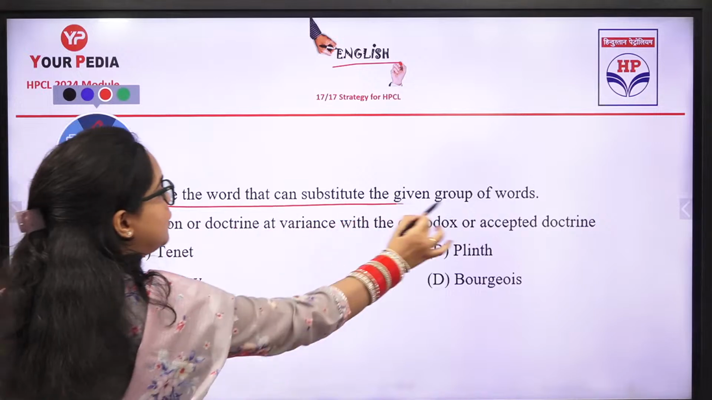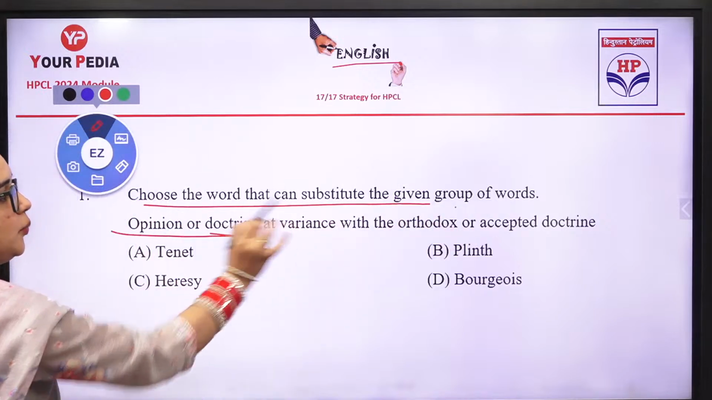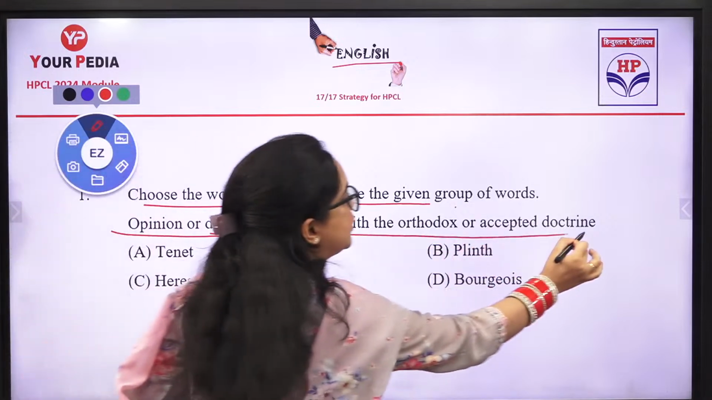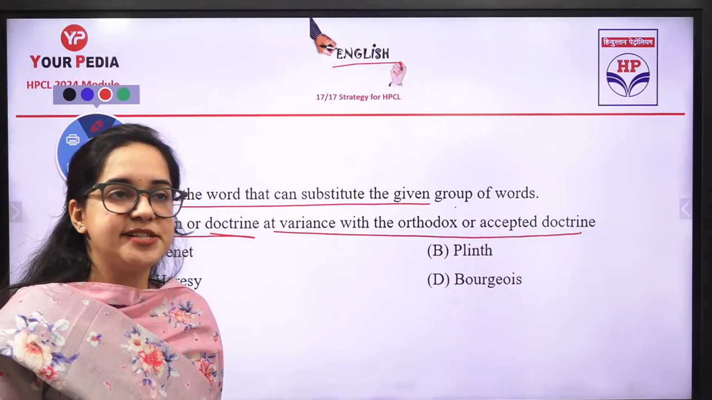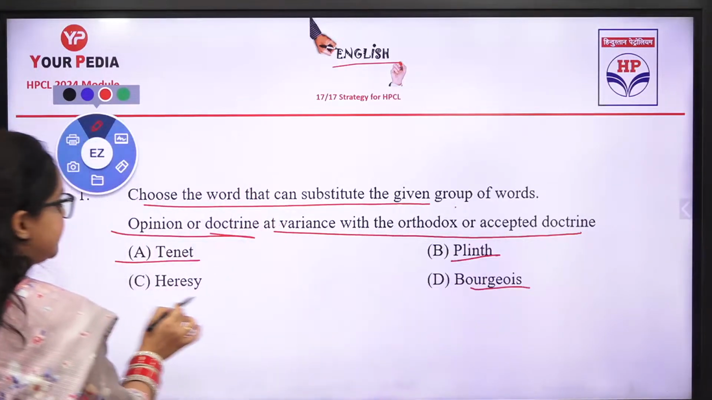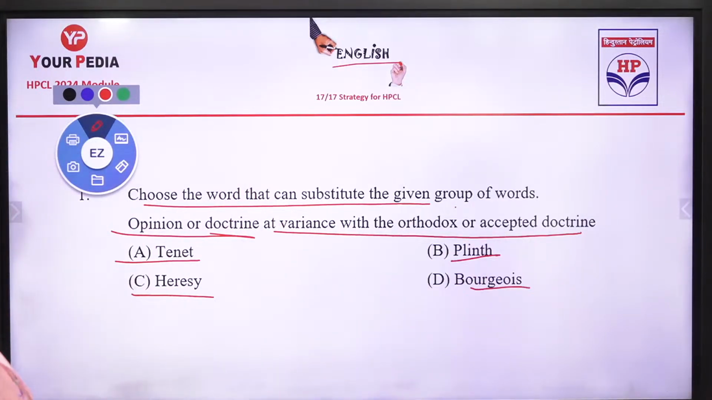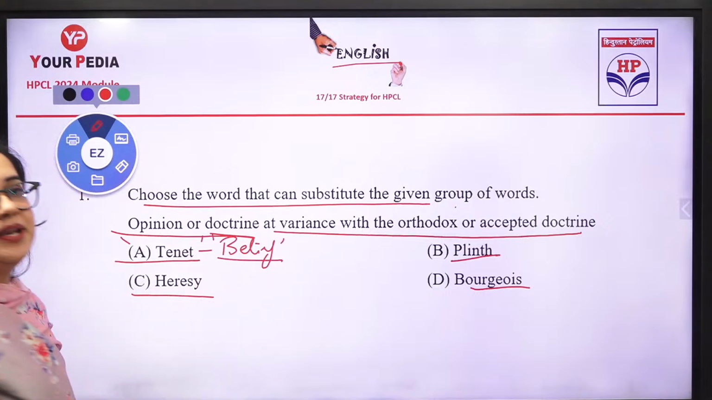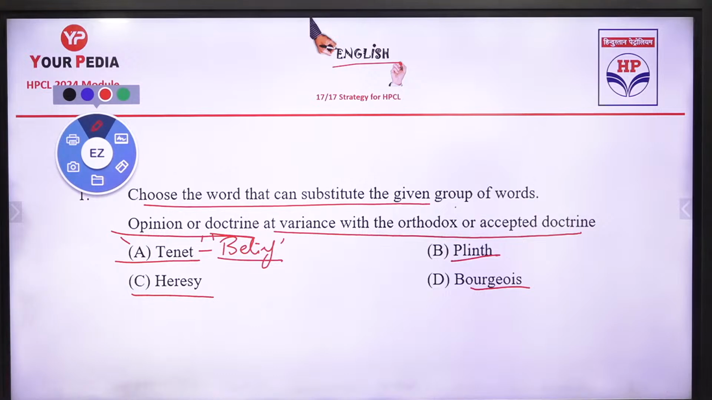Now, coming again to the question, you are to choose a word, one word substitution, where you have to check the variation towards orthodox, something that is not accepted. What is it? Is it tenet? Is it plinth? Bourgeois? Heresy? Anyone who can tell me the answer? A little tougher in the meaning. I'll help you out. Tenet is some kind of a belief, some kind of a principle that is normally accepted, right? That is normally accepted. That is termed as tenet.